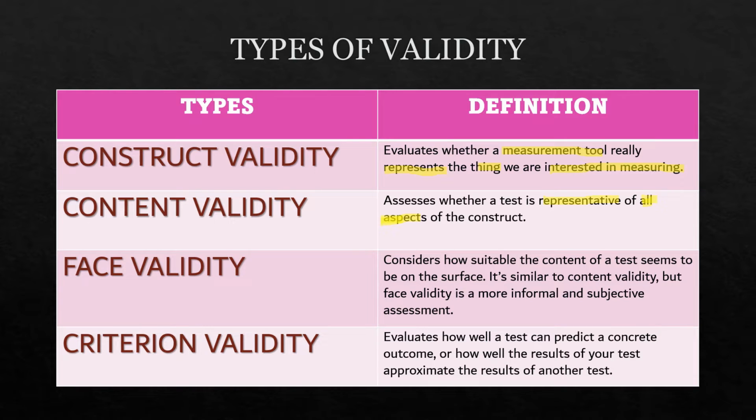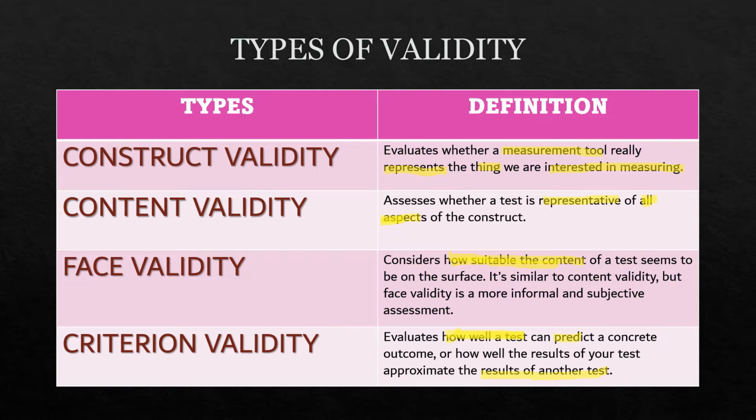Next is the face validity. It considers how suitable the content of a test seems to be on the surface. It's similar to content validity, but face validity is a more informal and subjective assessment. Next is the criterion validity. The face validity is how suitable; in criterion validity, it evaluates how well a test can predict a concrete outcome, or how well the results of your test approximate the results of another test.